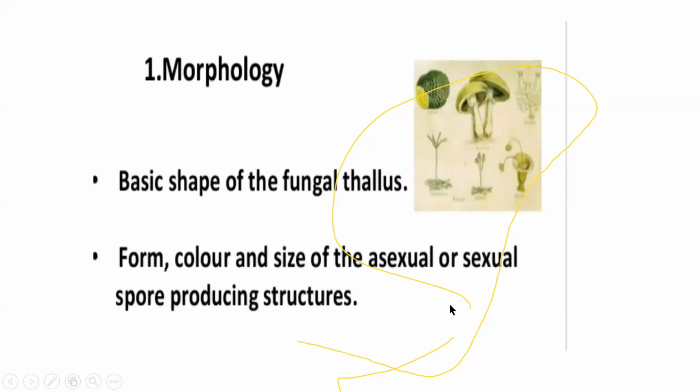So morphology, what do you mean by morphology? I have already told you. They will take the basic shape of the fungal thallus, that is whether it is unicellular, whether it is multicellular, whether it is aseptate, whether it is septate, okay, whether it is pleomorphic, like for example the slime molds. I have already discussed this when I was talking about the thallus of fungi. Slime molds do not have a cell wall, so they are pleomorphic, they can take any shape. So based on the basic shape of the fungal thallus, that's considered as an important morphological criterion.